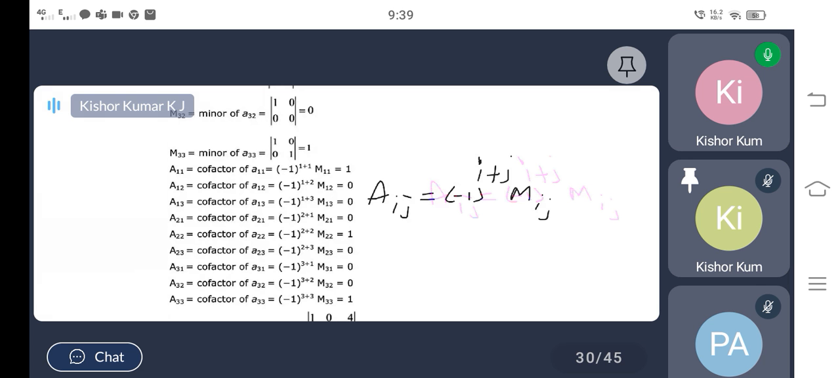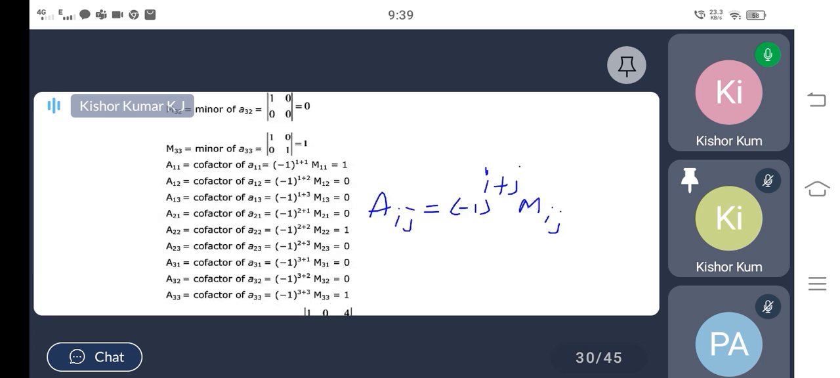So for the corresponding elements, you just keep on replacing the minors to get the cofactors, and definitely you will get them. And here you have the complete solution for that: A11, A12, A13 up to A33. Remember one thing, to calculate the cofactors, you must compulsorily calculate the minors. It is a must and should.